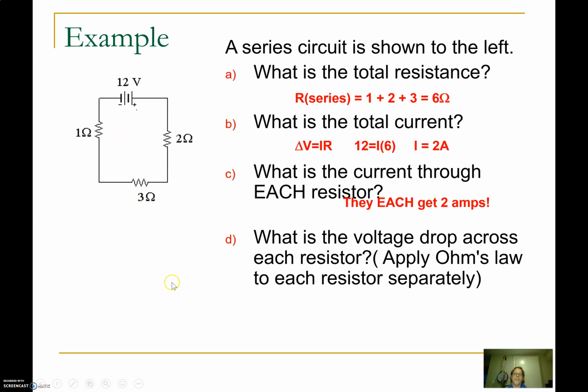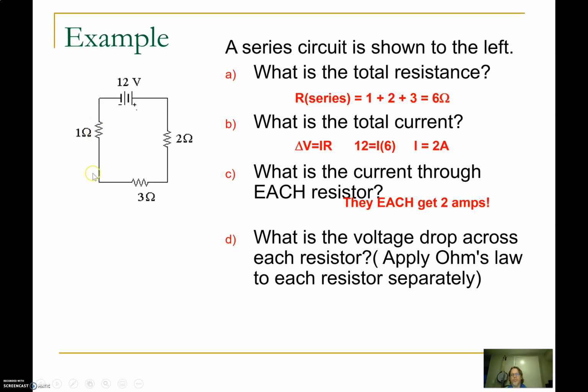But the voltage drop is another story. They're all three different ones. Pop quiz, which do you think will have the greatest energy drop? The 2, the 3, or the 1? It's the 3, of course. It's the hardest to get through. You're going to have the greatest voltage drop across that one. This is the easiest one to get through. You have the least voltage drop.